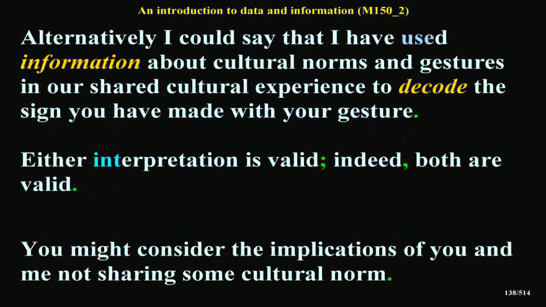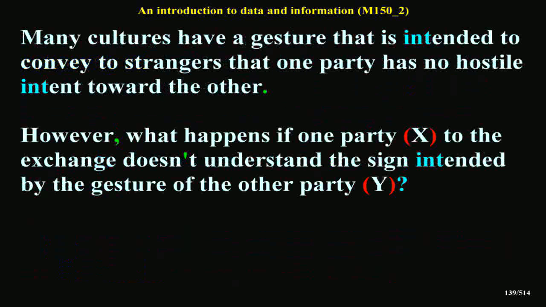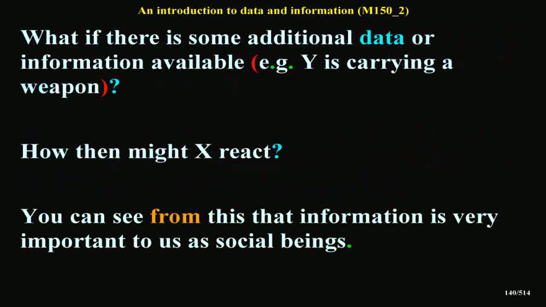Alternatively, I could say that I have used information about cultural norms and gestures in our shared cultural experience to decode the sign you have made with your gesture. Either interpretation is valid. Indeed, both are valid. You might consider the implications of you and me not sharing some cultural norm. Many cultures have a gesture that is intended to convey to strangers that one party has no hostile intent toward the other. However, what happens if one party, X, to the exchange doesn't understand the sign intended by the gesture of the other party, Y? What if there is some additional data or information available, e.g., Y is carrying a weapon? How then might X react?